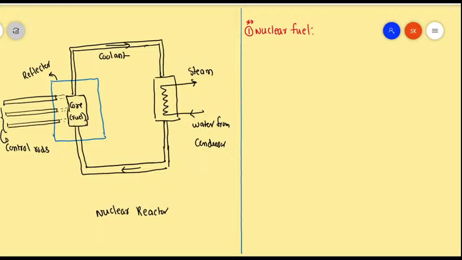Okay, now let us see here. Nuclear fuel means which type of material we have to use in the nuclear reactor as fuel. In the bike, what fuel do we use? In the bike, you will use, right, in the chat box. What will you use in the bike?